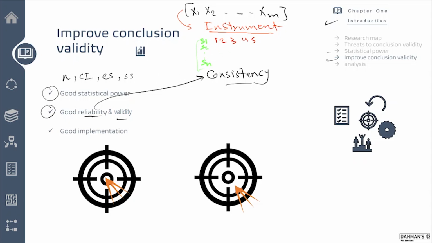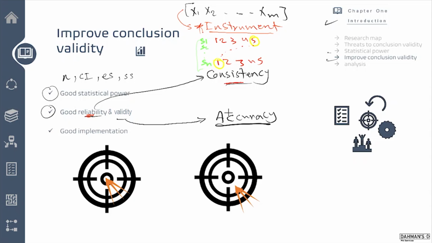So the idea of consistency comes by assuming the following. If somebody answers the first statement as 5, you want them to answer the end statement as 1. This kind of technique or mechanism captures the reliability of the answer, or the consistency of the answer. The second factor is validity, and validity considers the factor of accuracy.